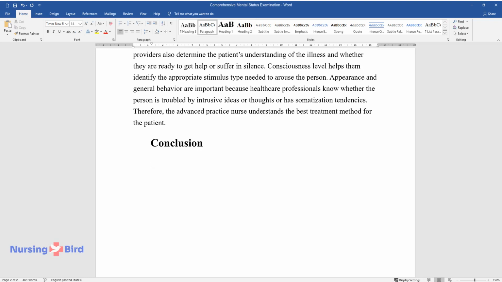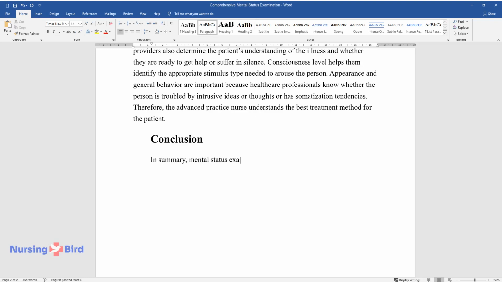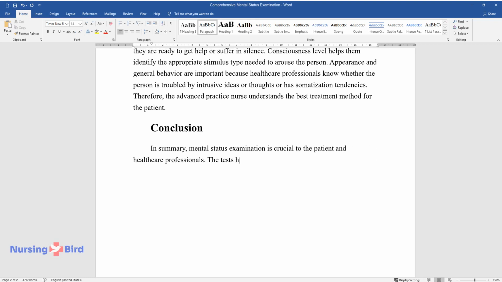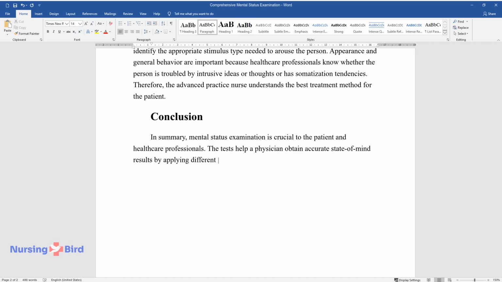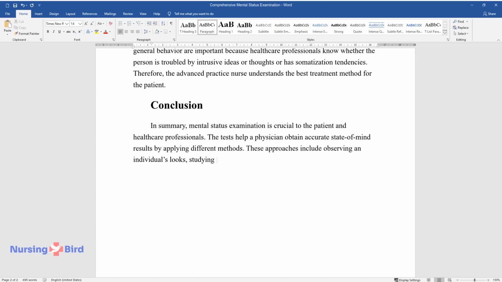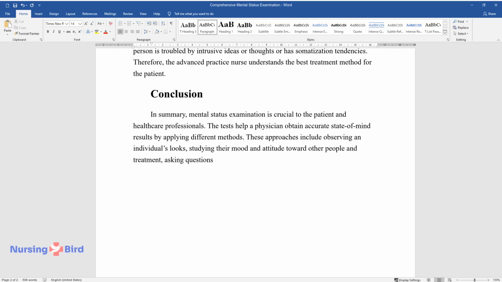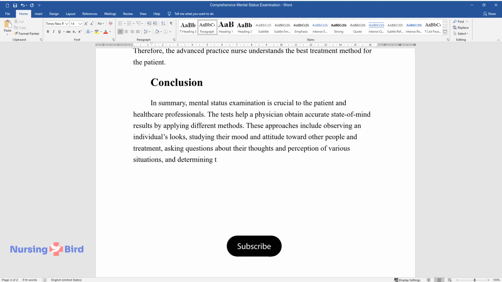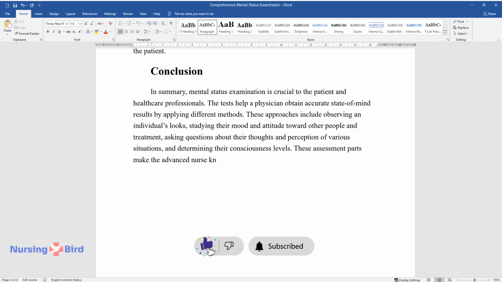Conclusion. In summary, mental status examination is crucial to the patient and healthcare professionals. The tests help a physician obtain accurate state-of-mind results by applying different methods. These approaches include observing an individual's looks, studying their mood and attitude toward other people and treatment, asking questions about their thoughts and perception of various situations, and determining their consciousness levels. These assessment parts make the advanced nurse knowledgeable about the effective treatment processes.